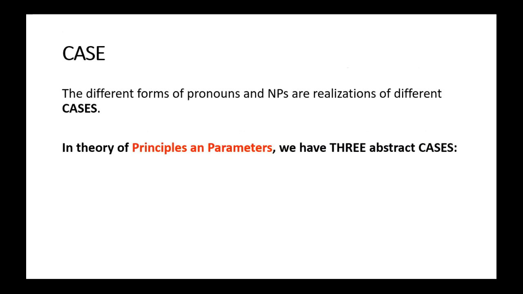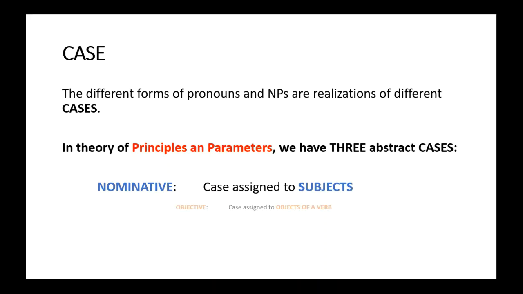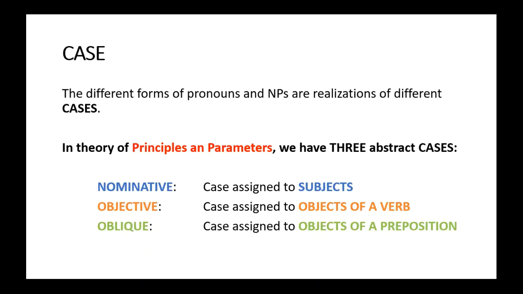And in the theory of principles and parameters, then, we have three abstract cases. We have nominative. This would be the case that we assign to subjects. We have objective. This is the case that we assign to objects, and that's why we call that objective. And we have oblique, and this is the case that we assign to prepositions. So we have three different cases: nominative, objective, and oblique.